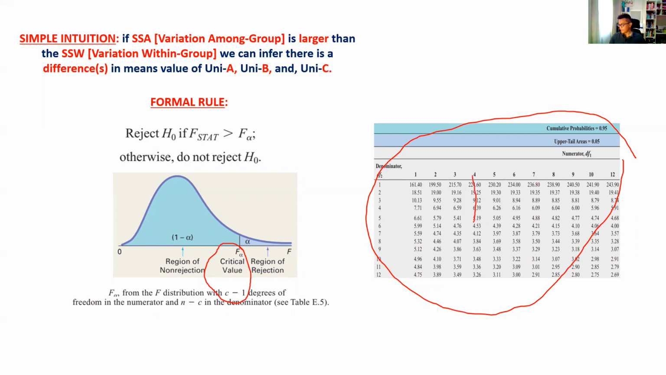For example, we locate the critical value, say here 4.533, and then we locate the F-stat that we calculate. If the F-statistic lies within the region of non-rejection, then we do not reject the null hypothesis. But if the F-stat lies in the region of rejection, then we have to reject the null hypothesis. Okay, that is the philosophy of one-way ANOVA.